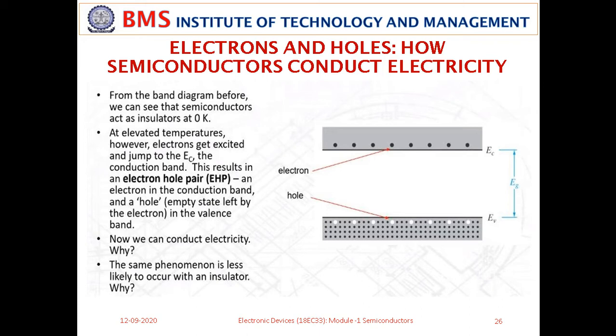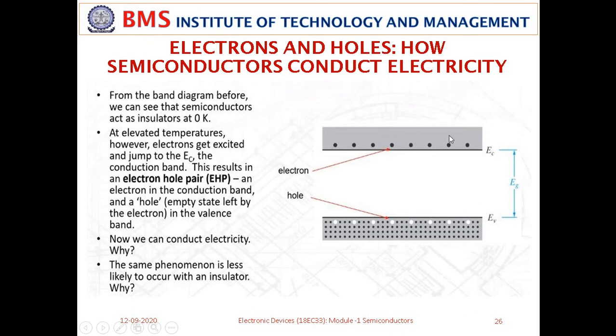EG is higher. Pardon me? EG is higher. Yes, exactly. EG is very large for an insulator. That means the electrons cannot move to the conduction band, because EG, the band gap energy required, is going to be very, very high. So this kind of phenomenon that we are seeing in a semiconductor, the electron-hole pair phenomenon, is less likely to occur in the case of an insulator, but more likely to occur in the case of a semiconductor.